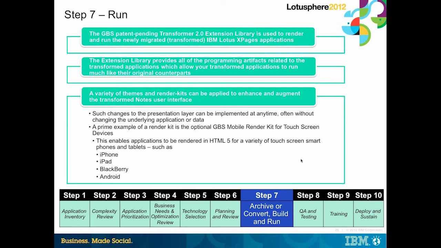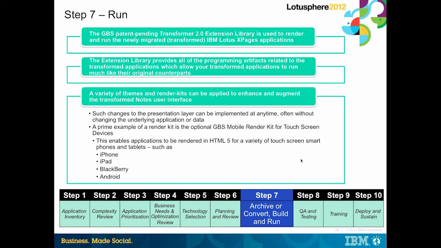So the transformation extension library is a technology that's built on top of core XPages and the OpenNTF extension library that was developed primarily by IBM, but then also heavily contributed to by our R&D engineers. So this execution environment that we deploy to the Domino servers is what allows transformed applications that include, for example, the native LotusScript code to be executed and run in that Domino server space.